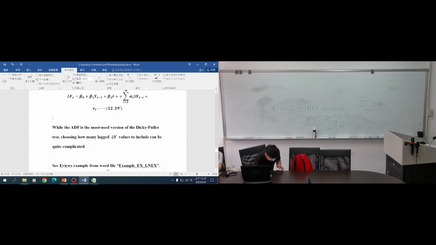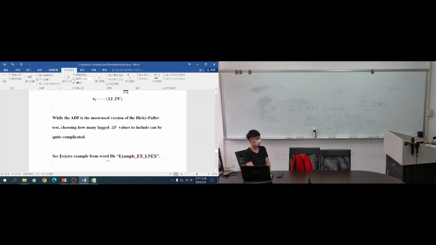And the ADF, this is just the augmented Dickey-Fuller test, is the most used version of the Dickey-Fuller test. Choosing how many lags of delta y, meaning these terms, to include can be quite complicated. So the lag length is really mostly trial and error. Most of the time we are doing trial and error. That's the more confusing part in time series data.